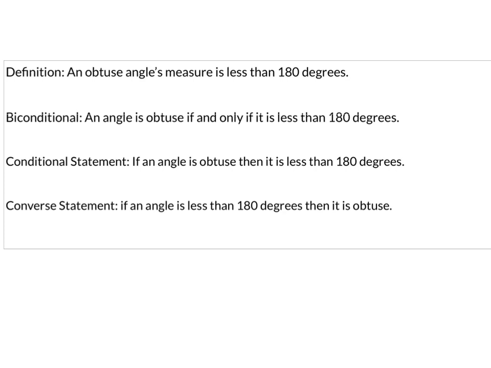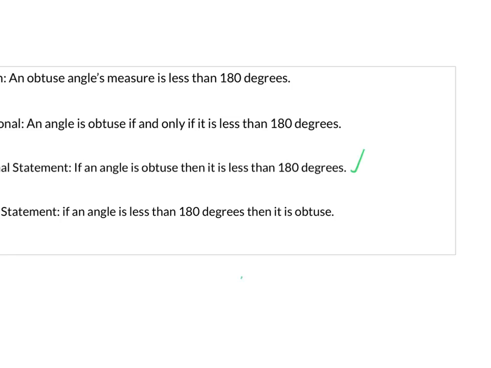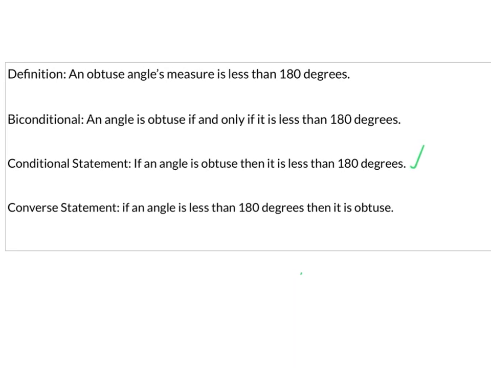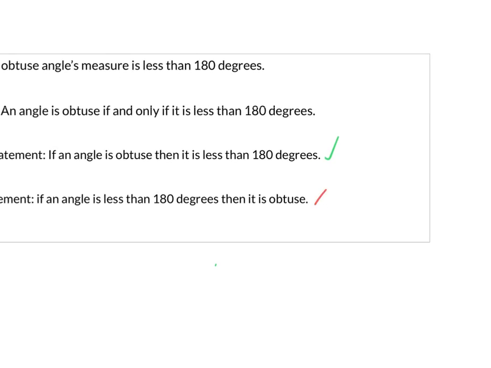So let's look at the first one here. If an angle is obtuse, then it is less than 180 degrees. That is true. It has to be less than 180 degrees. So that one is true. Now, the converse of the original conditional statement is: if an angle is less than 180 degrees, it is obtuse. Now that is not true.